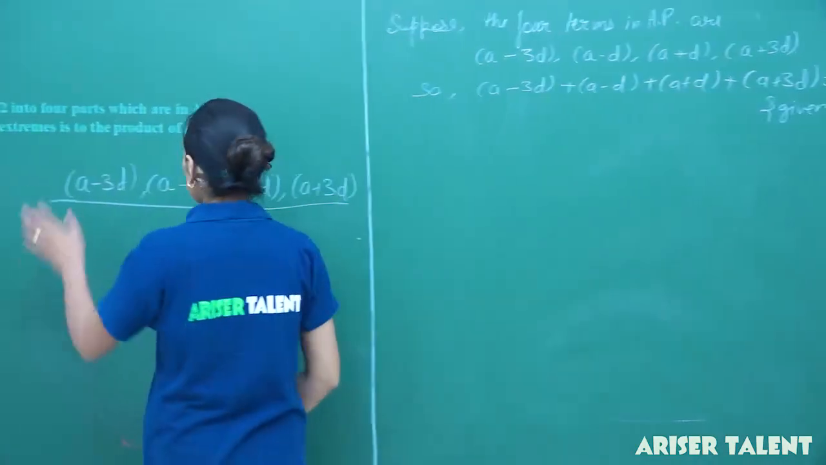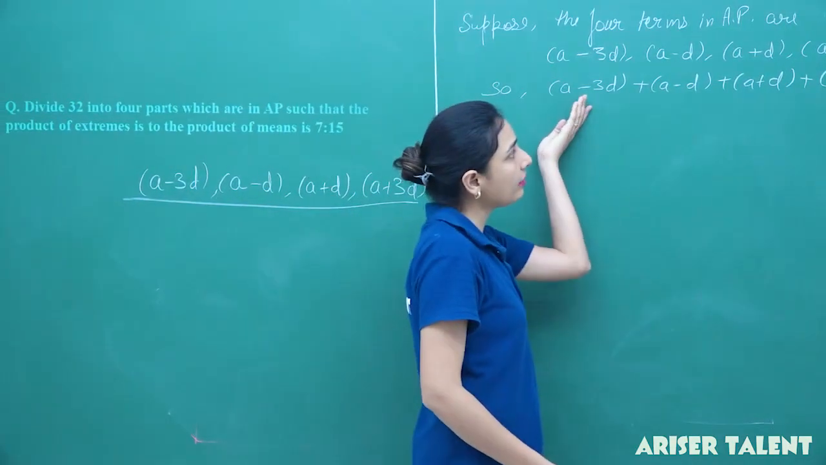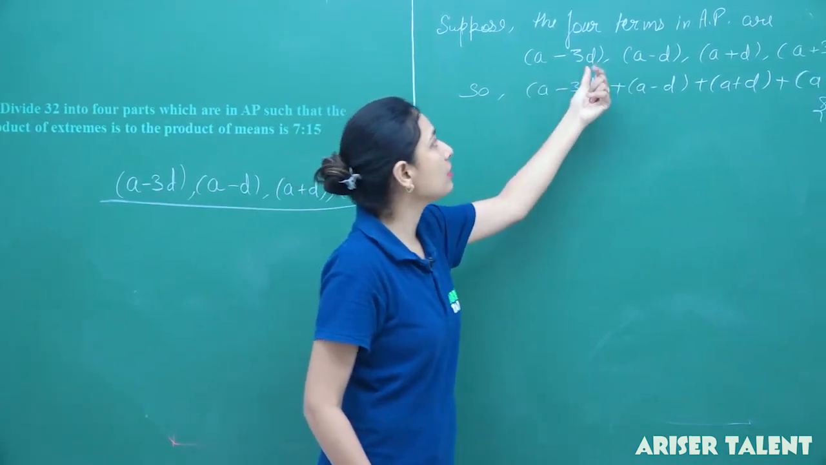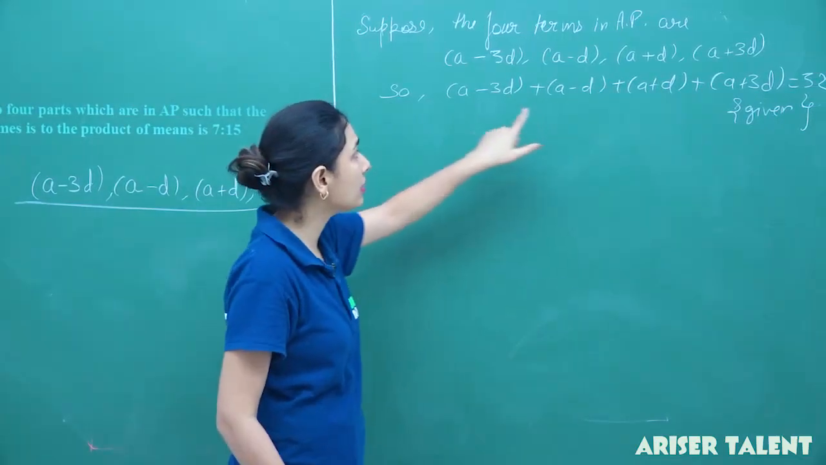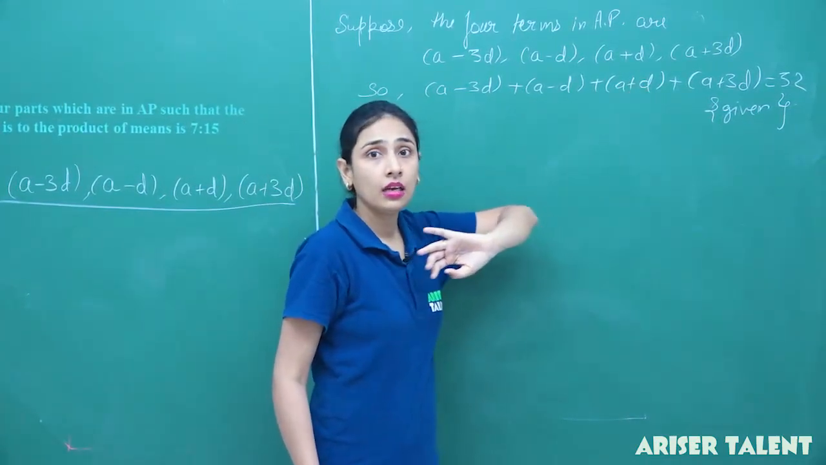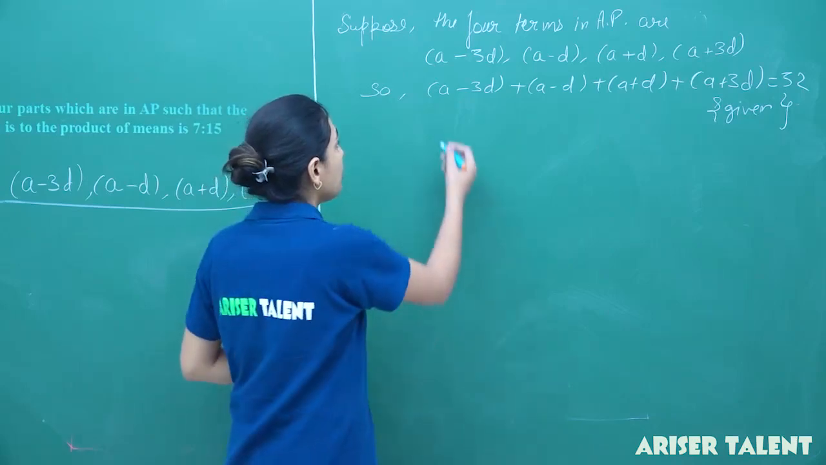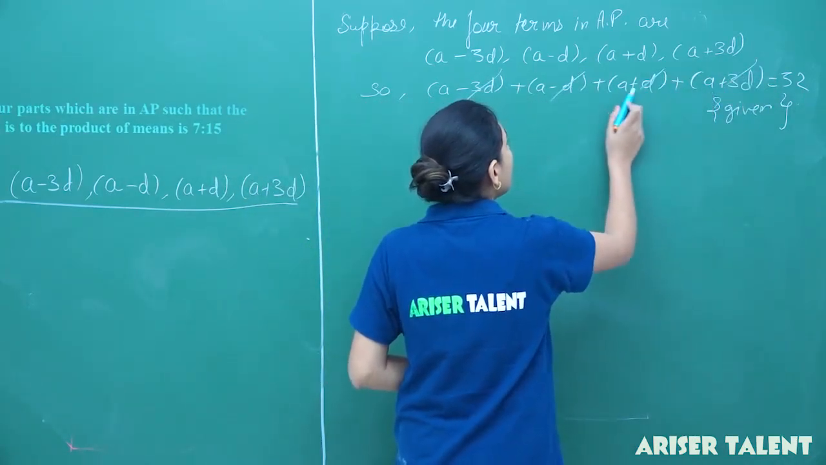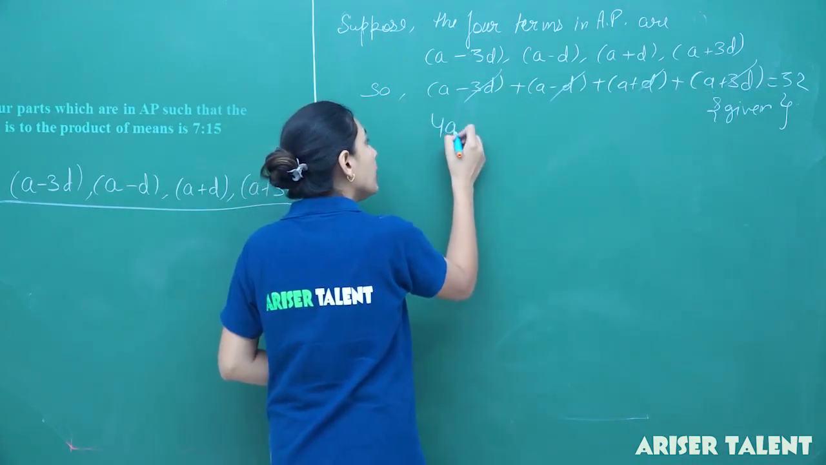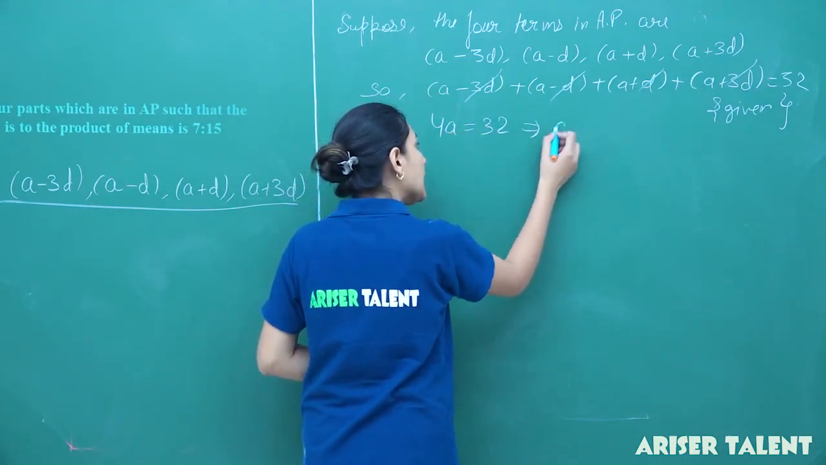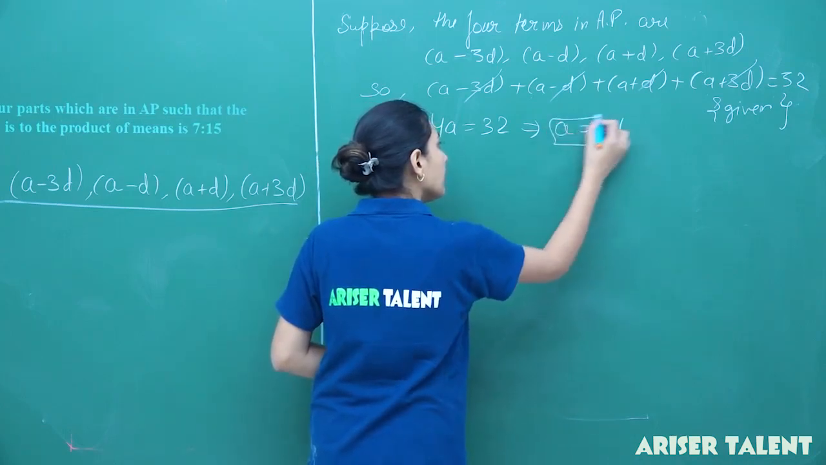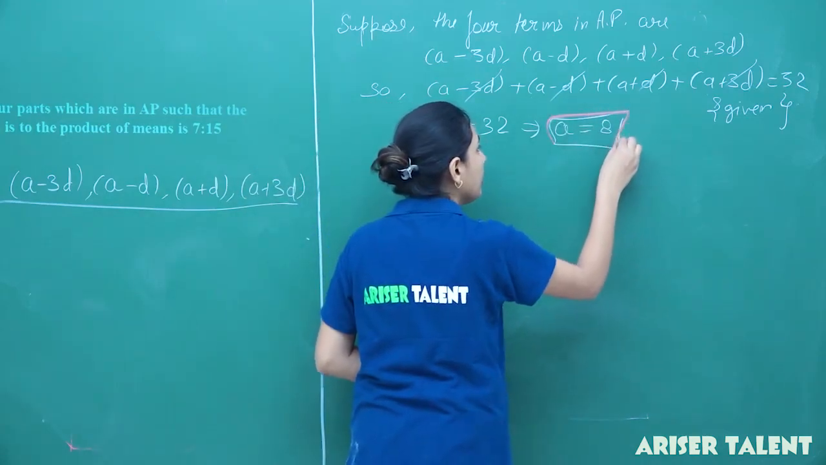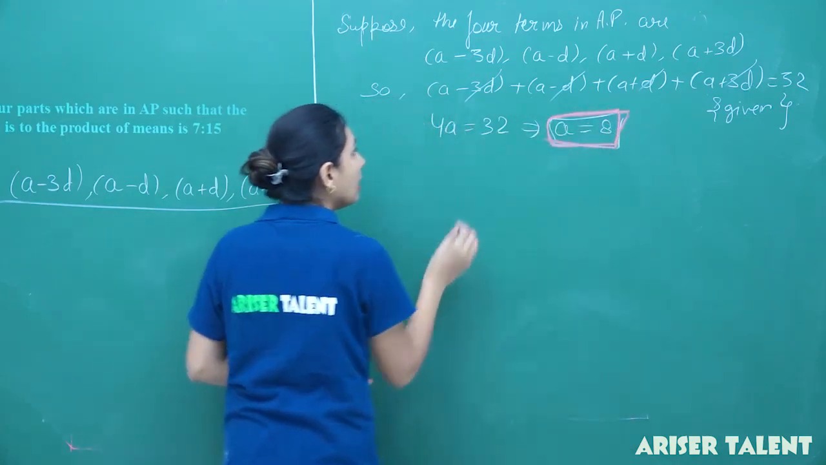Okay. Now, it's given 32. Now, we know why we use this kind of format, minus 3D, minus D, plus D, plus 3D, so that we can easily remove this D from this equation. So, these D's will cancel out. You will be remaining with 1, 2, 3, 4 A's. 4A equals to 32 will give you nothing but A equals to 8.